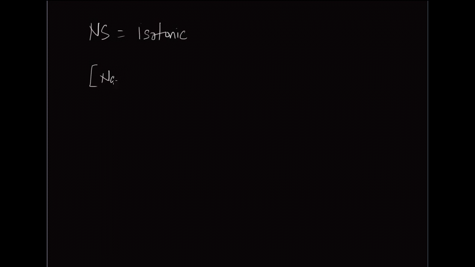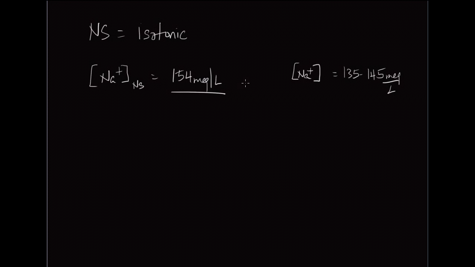The concentration of sodium in normal saline, as you know, is about 154 milliequivalents per liter. And yet the concentration of sodium in a patient is approximately anywhere between 135 and 145 milliequivalents per liter. So how is it that a solution like normal saline can be considered isotonic when the concentration of sodium in it is about 10 to 20 milliequivalents greater than the concentration of sodium in a patient?